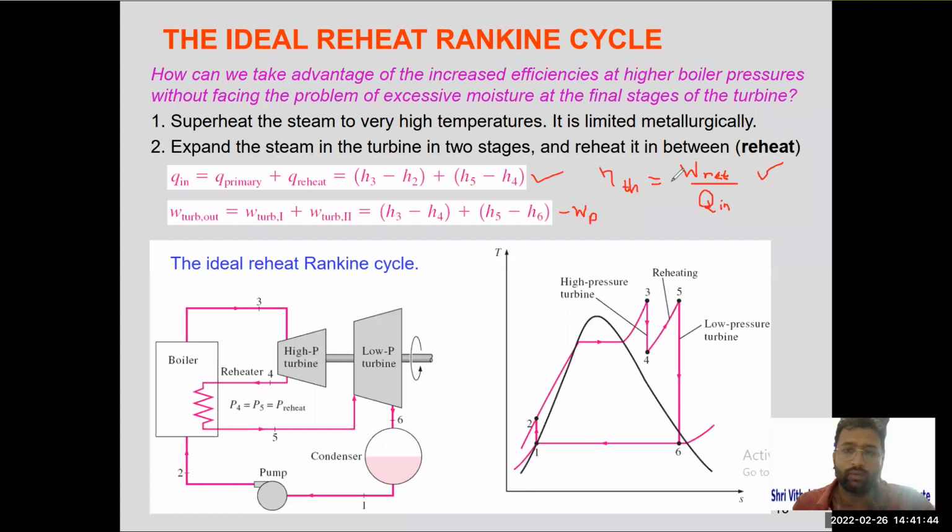So write down this formula also. Elaborating this formula: H3 minus H4 plus H5 minus H6, this will be the total work done in the turbine, minus H2 minus H1, that is the pump work, divided by Q in, H3 minus H2 plus H5 minus H4.